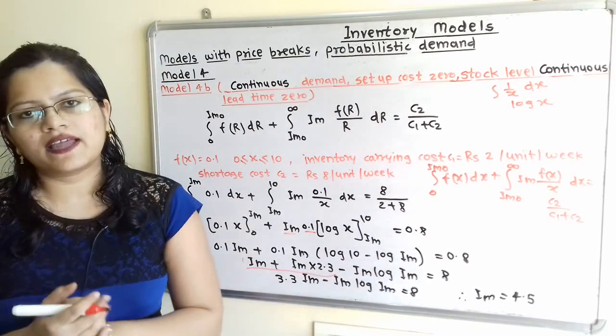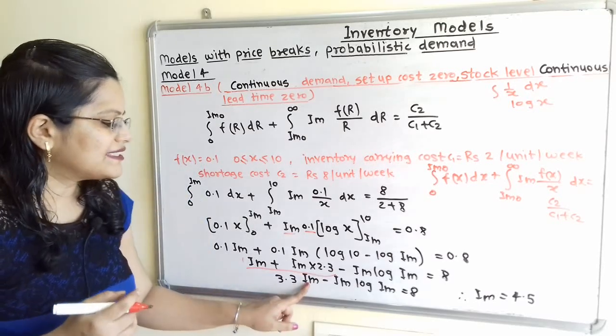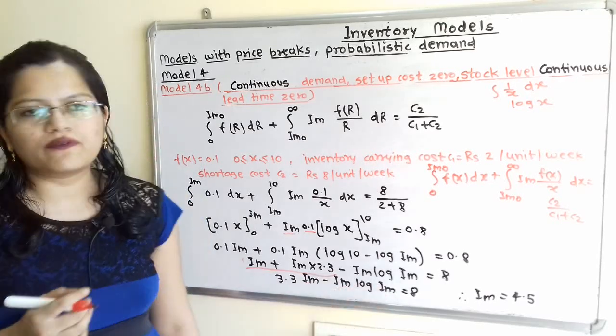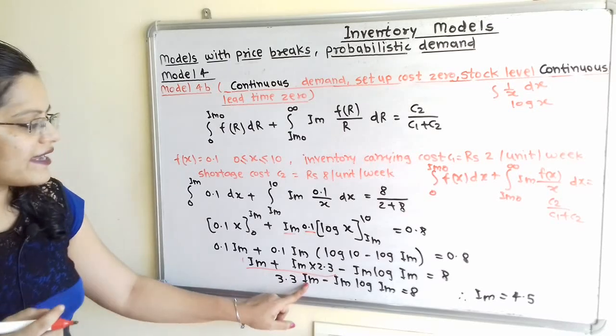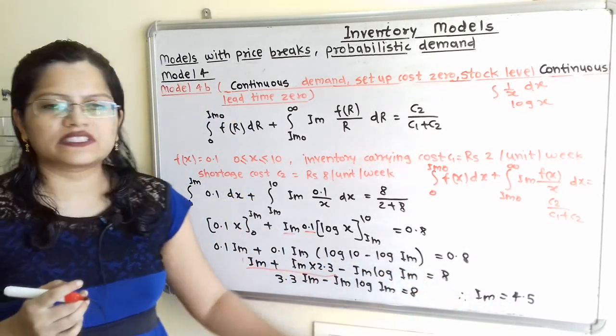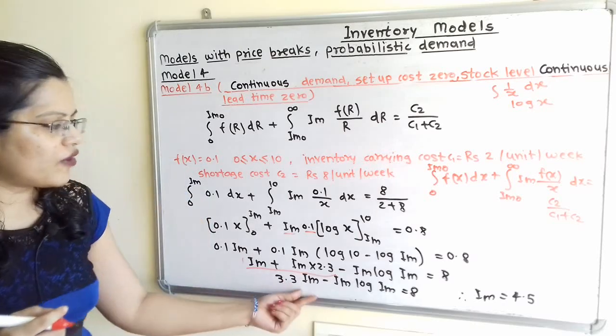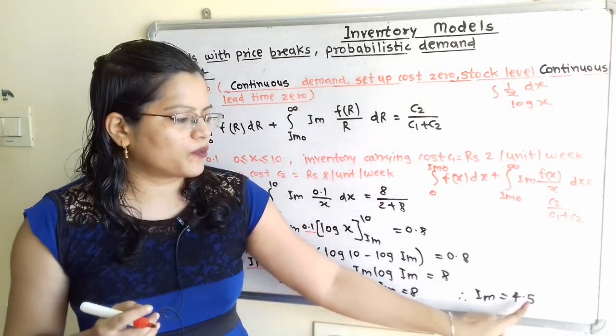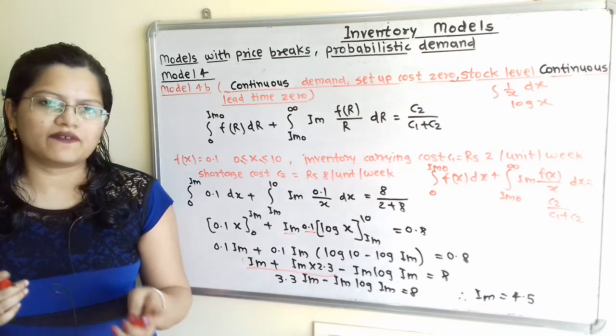By the trial and error method we have to check different values of Im. If we take the value of Im equal to 4.5, then this equation is satisfied. So the value of Im is equal to 4.5, and this is the optimum inventory level.